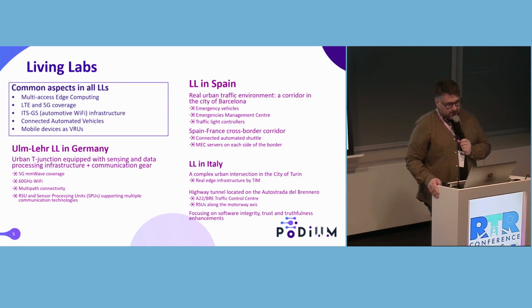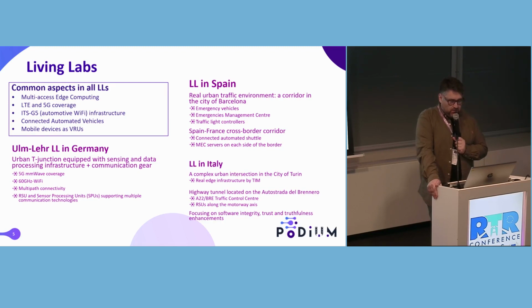The Living Lab in Spain, as I mentioned at the beginning, has a real urban traffic environment, a corridor in the center of the city of Barcelona, where we're going to examine how the emergency vehicles and the emergency management center can be integrated in the traffic management center. It can safely create a corridor for ambulances or for fire trucks to cross the city and inform the connected vehicles or the VRUs in order to avoid any incidents.